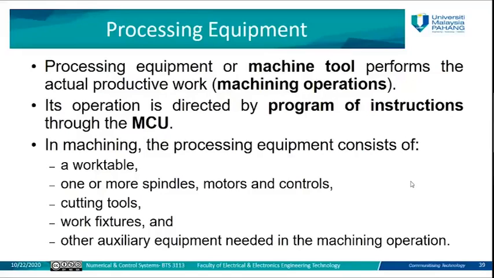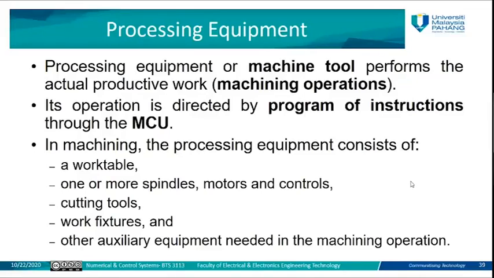So processing equipment represents the machine tools, and its operation is directed by the program of instruction through the MCU. So you have the program as input from the operator, going to the MCU. The MCU will read the program, interpret it and convert it into mechanical action through the hydraulic system. And this mechanical action through the hydraulic system will be sent to the machine equipment to perform the required task on the product.